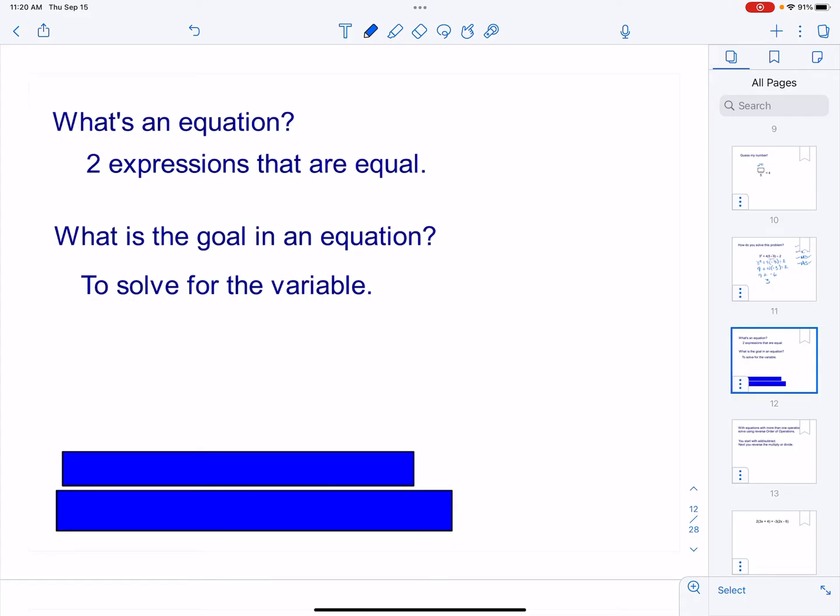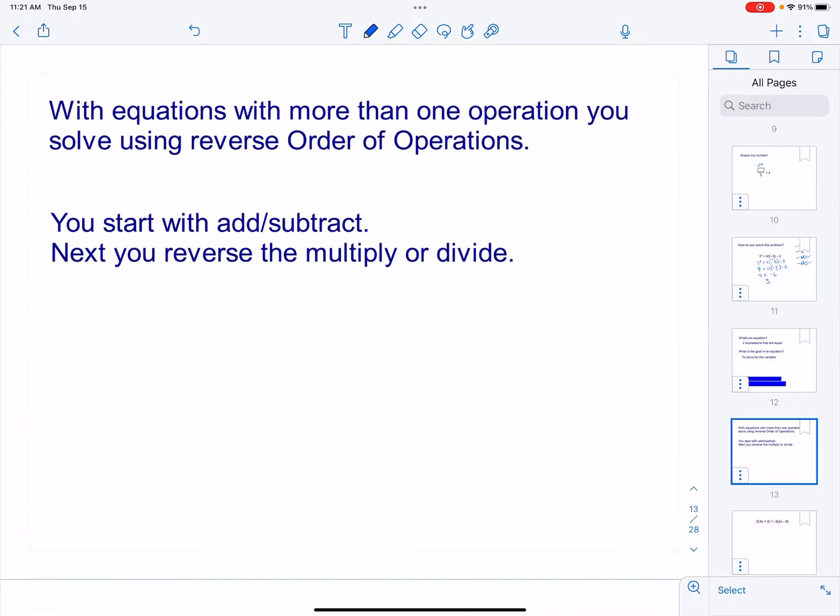So, got a couple questions here. What is an equation? Well, an equation is nothing but 2 expressions that are equal to each other. We have a goal in an equation. So what is that goal for an equation? To solve for the variable, to find out what's inside the box. That's what we're trying to do. So with equations with more than one operation, you solve using reverse order of operations. You start with add subtract. Next, you reverse the multiply or divide, and you've got your 2-step equations.